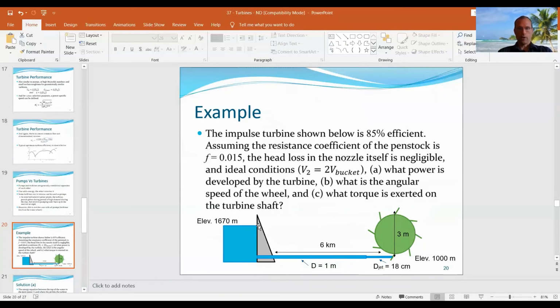So you can have some big dam, with water at some elevation of 1,670 meters. This 6 kilometer long pipe, diameter 1 meter, jet diameter 18 centimeters, 3 meter diameter water wheel at an elevation of 1,000 meters. How much power am I getting out of that? You can obviously not draw on scale.